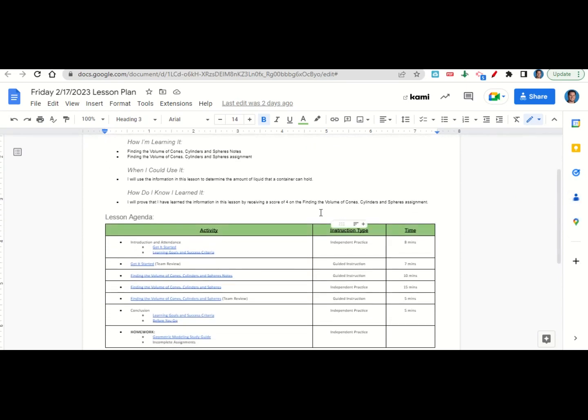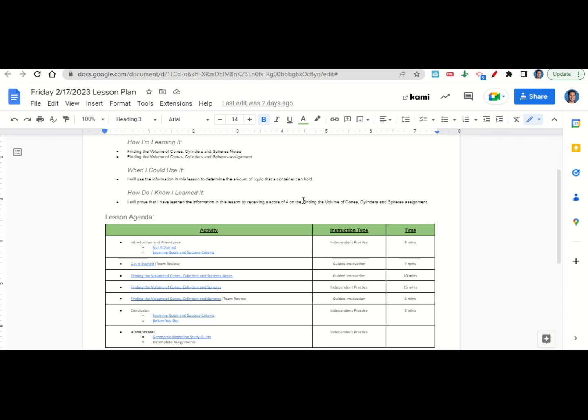Now let's take a look at our agenda for today. We will begin by going over the learning goals and success criteria. While we do that, you'll fill out your Get It Started. Once you've completed your Get It Started, we'll go over it together and answer any questions that you may have. After that, we'll go over the finding the volume of cones, cylinders, and spheres notes, and then I'll give you time to complete the finding the volume of cones, cylinders, and spheres assignment. Once you've completed the assignment, we'll go over it together and answer any questions that you may have.